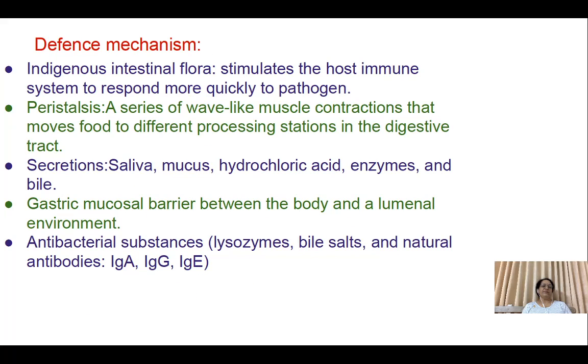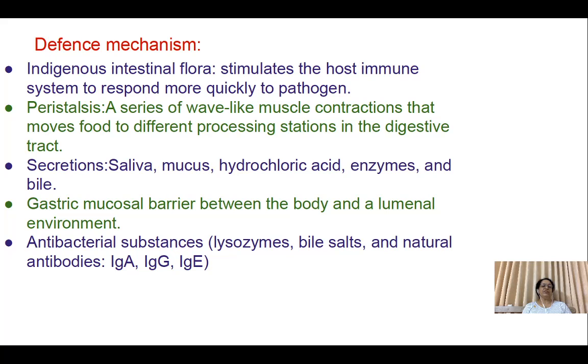Now we'll see the defense mechanisms of the gastrointestinal tract. There is a presence of normal microbiota in the gastrointestinal tract. It is called the indigenous intestinal flora. It stimulates the host immune system to respond more quickly to pathogens. The second defense mechanism of the gastrointestinal tract is peristalsis. It is a series of wave-like muscle contractions that moves food to different processing stations in the digestive tract.